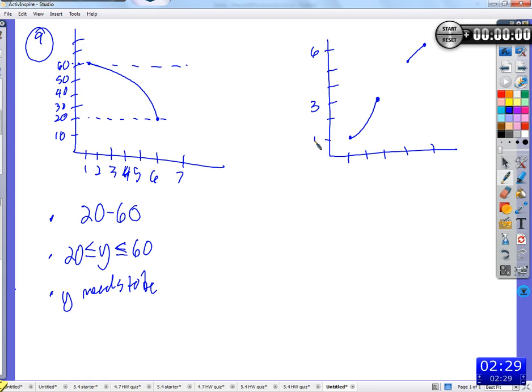From 1 to 3, we have valid outputs. So y is greater than or equal to 1 and, at the same time, less than or equal to 3. We also have from 5 to 6. So all the values of the output that are valid. Let's say the range would be from 1 to 2, and then nothing in here, and then from 3 to 4. Just rough guesstimating it there.